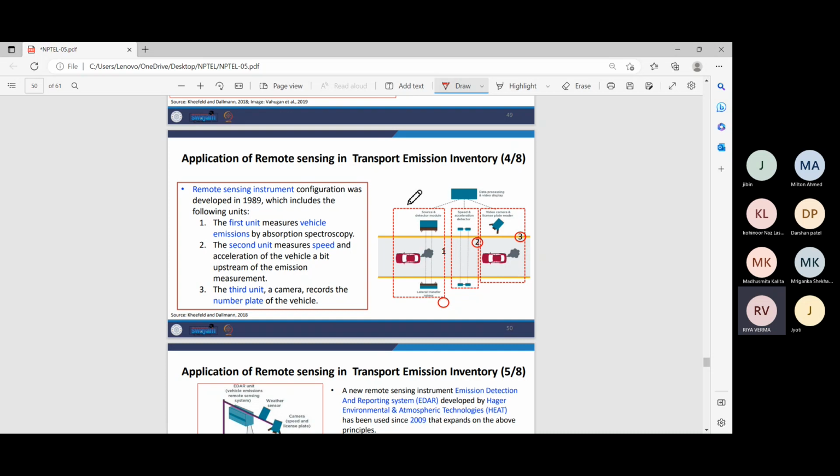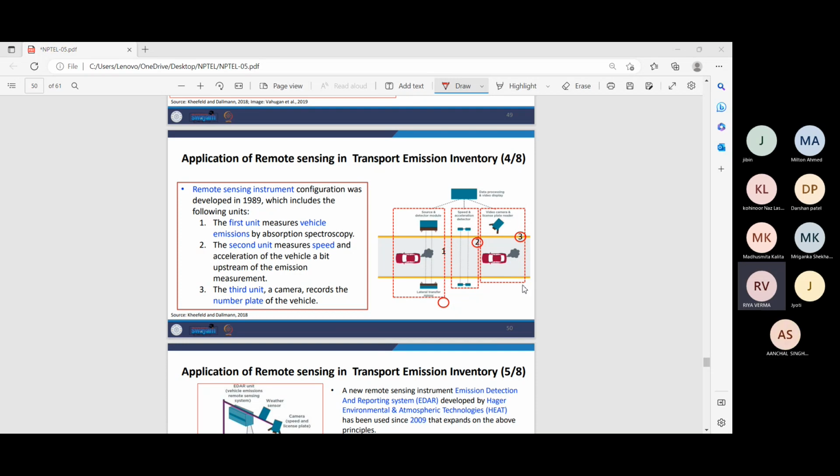The first unit measures the vehicle emission by absorption spectroscopy. Then you have a second unit which measures the speed and acceleration of the vehicle upstream of the emission measurement. And the third unit is a camera that records the number of the vehicle.